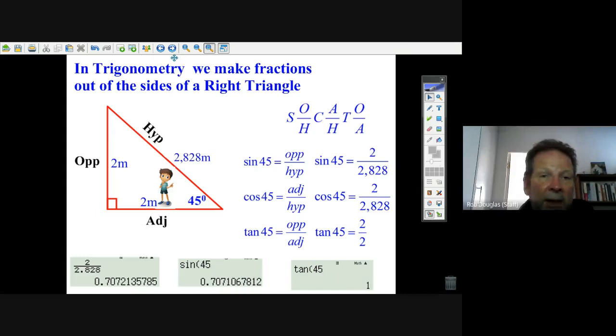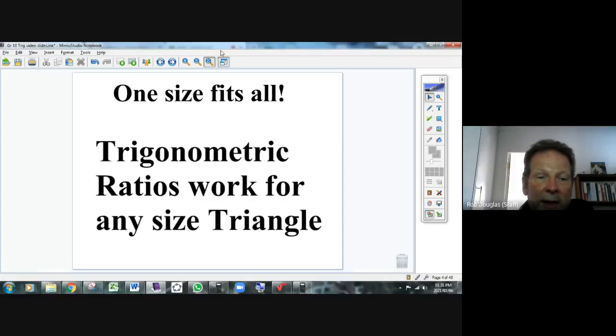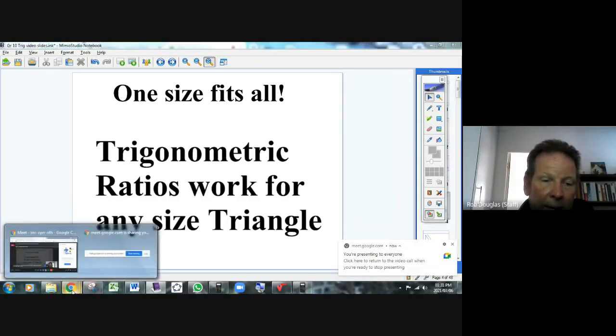Okay, that's the basic idea of what sine, cosine, and tangent are. Just fractions made out of the sides of a right angle triangle. Okay, I hope that helped. We're going to look and see that it doesn't matter how big the triangle is, we get the same trigonometric ratio. That's what we're going to do in the next video. Okay, but we'll leave it at that.